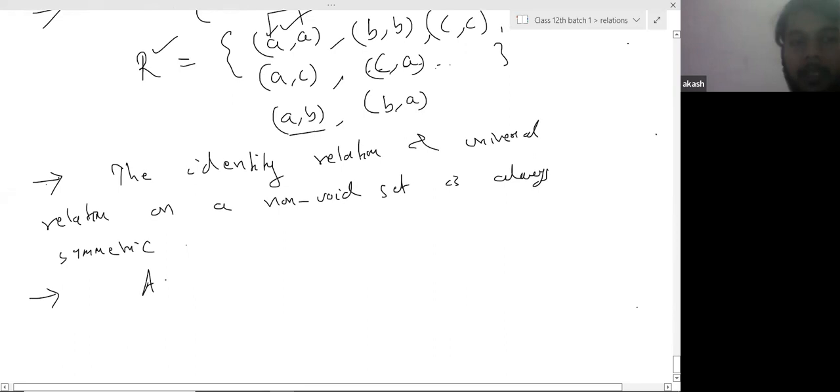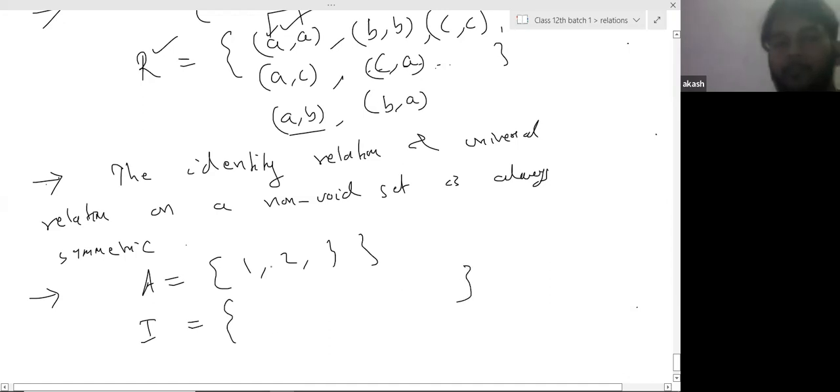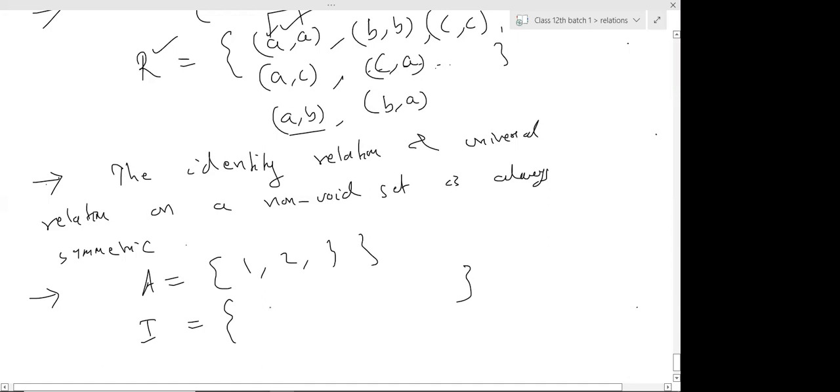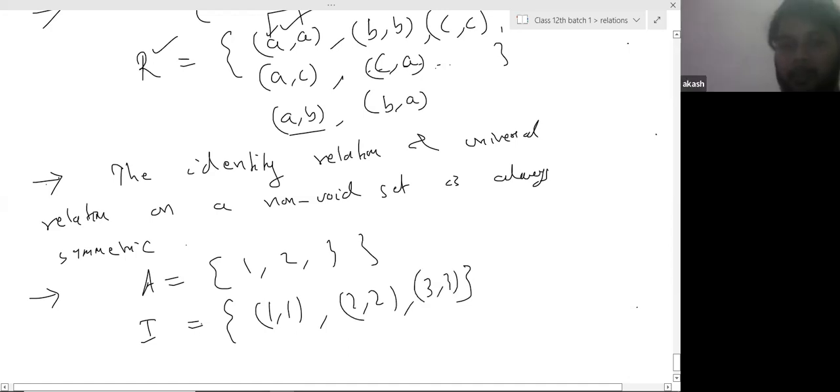If I write one set A, 1, 2, 3, then what would be the identity relation? Anyone can tell me the answer? On set A, if I use identity relation, what should I write? The elements. So 1, 1, 2, 2, 3, 3. Right? So this would be the identity relation. Is it a symmetric relation or not?